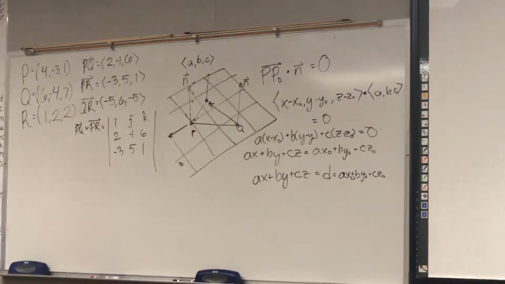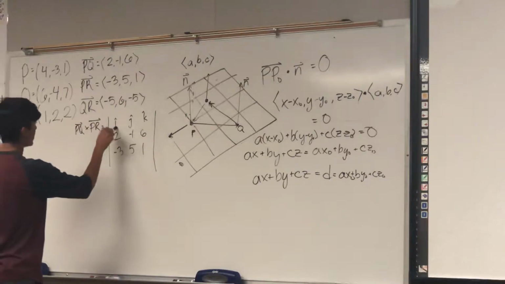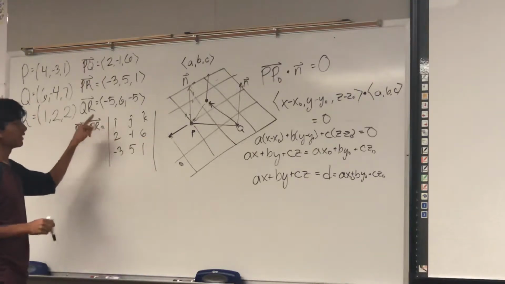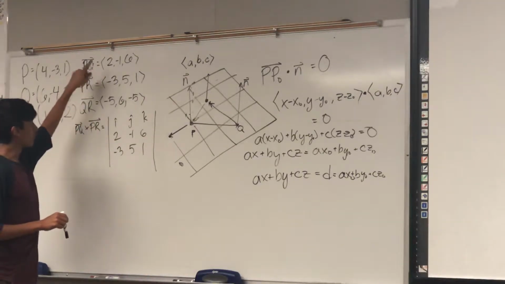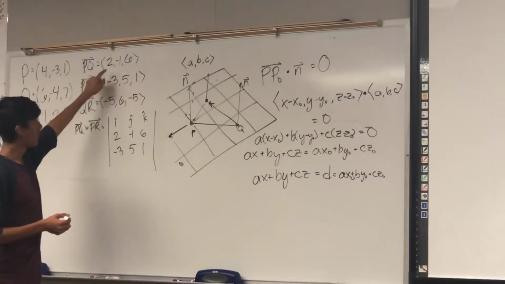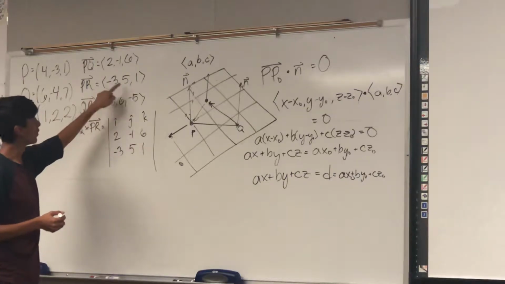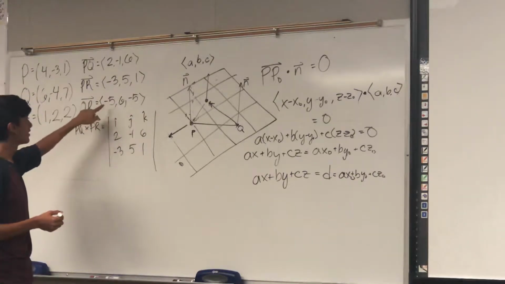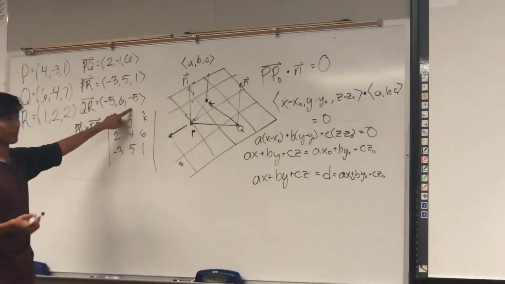And just to clarify, i hat, j hat, k hat are kind of like the x direction, y direction, and z direction. Those are the unit vectors in each of the directions. i hat is the vector with coordinates 1, 0, 0. j hat is 0, 1, 0. k hat is 0, 0, 1.